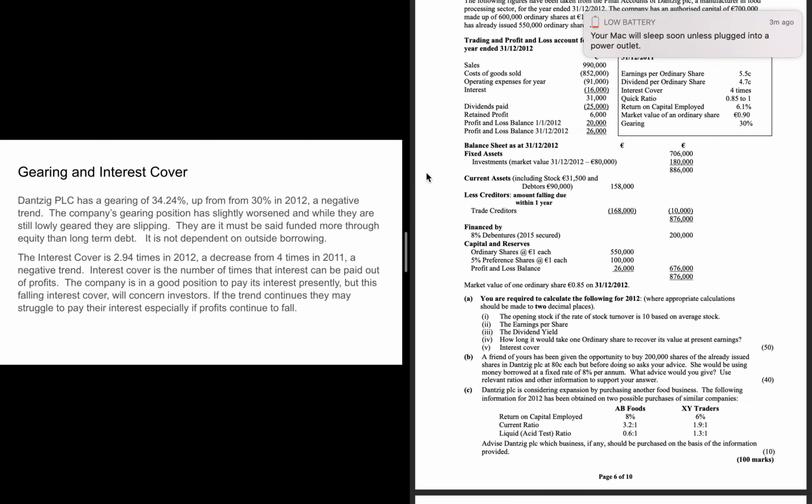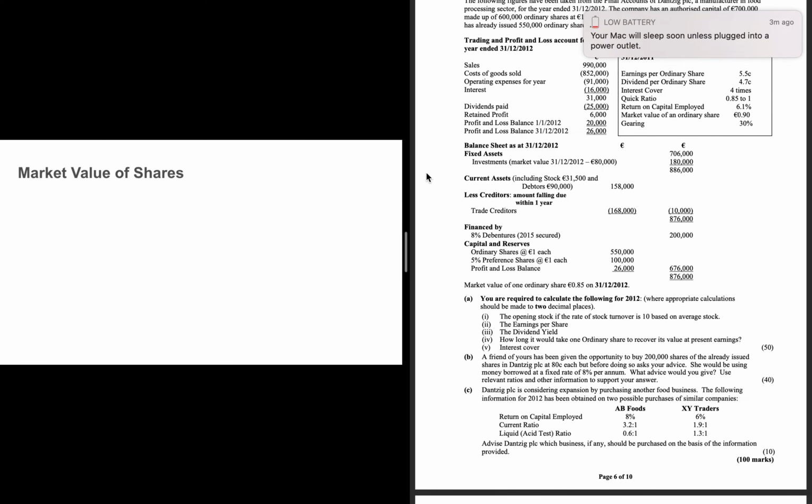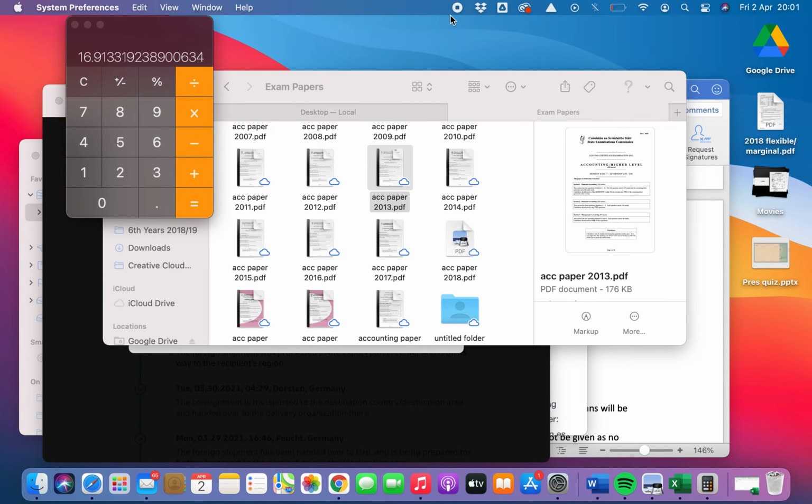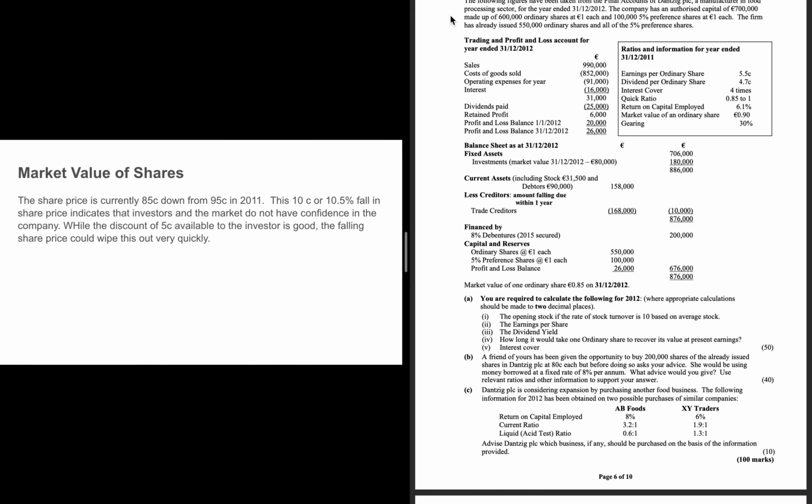So you can put in either of those. Now the market value of shares is the big one for this type to put in. So the share price is 95, it's down to 85. That's a 10 cent or 10.5% fall in share price. And a falling share price indicates that the market do not have confidence.